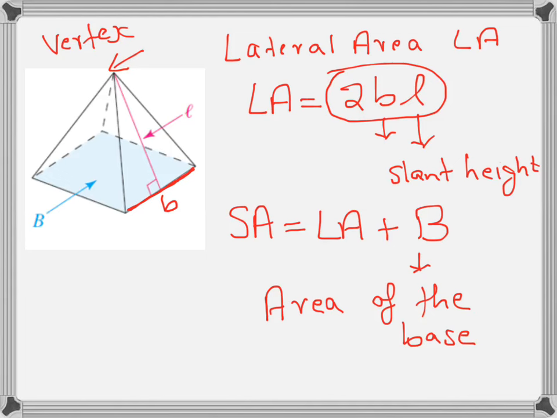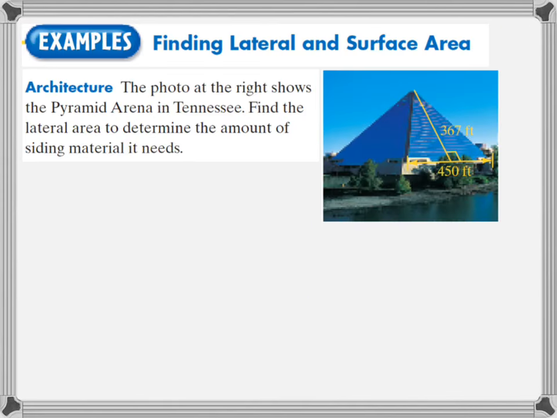So the formula to find the lateral area of the pyramid is 2BL, and the B is the base edge. And the formula to find SA is LA plus B, and here the capital B is the area of the base.